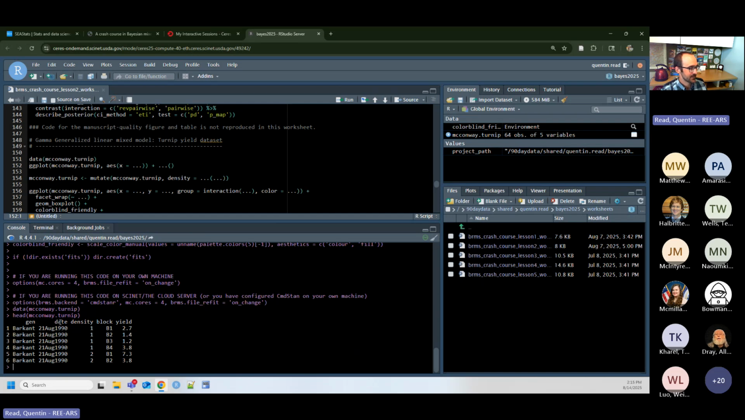Apparently, they were looking at whether the time of year, or the date that you would plant or sow the turnips, affects the yield. We have different dates there. I think there are 2 levels of date. And we have density. So what is the planting density? I believe we have 4 levels of planting density: 1, 2, 4, and 8.